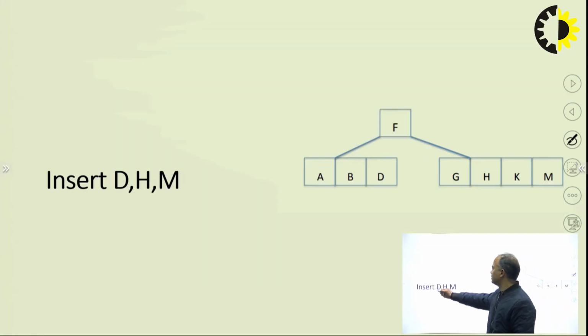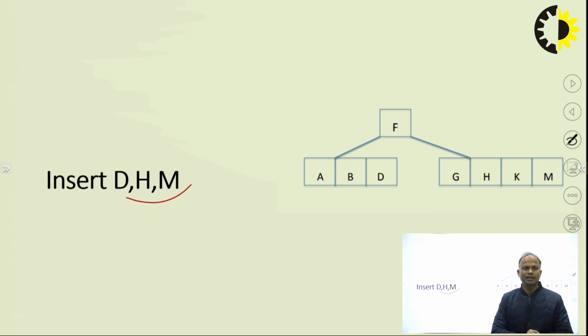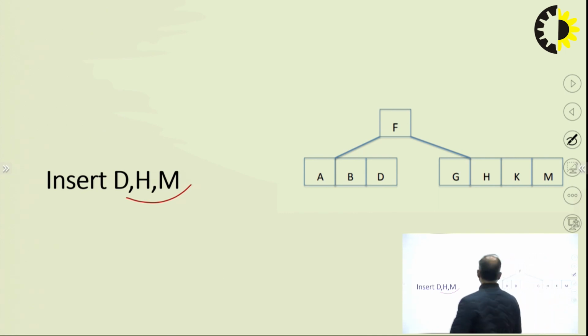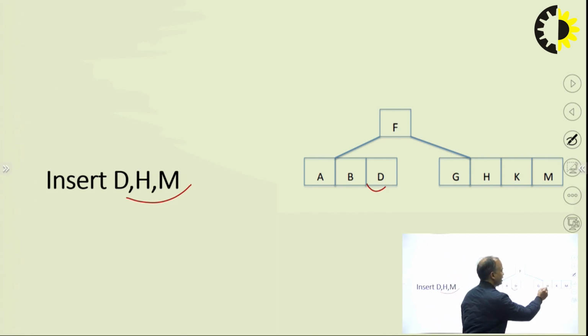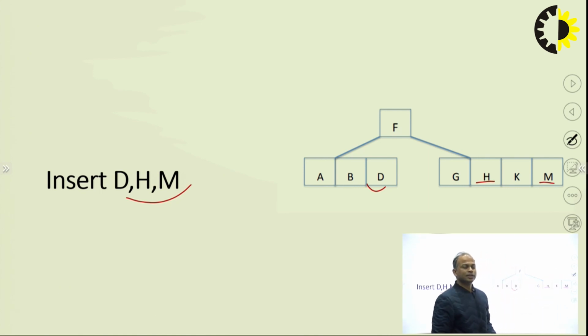After that, we are inserting other keys like D, H and M. If we talk about D, D is smaller than F. Therefore, D should be on the left-hand side of F, so we need to insert D here. Now H is greater than F, and in sequence H comes here, so H should be placed now. Now M is also greater than F, so M should be placed here. So we can easily insert D, H and M.